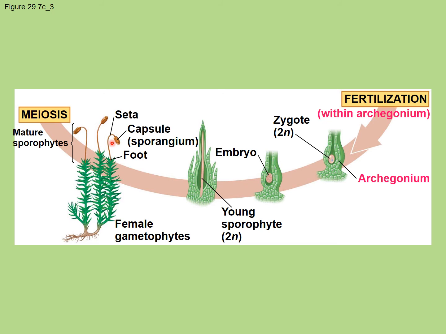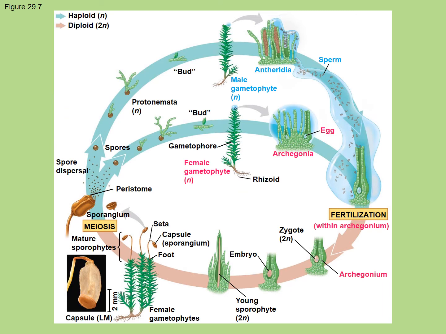Okay, so it's important to know that, and we'll point this out in the next segment, that you can see the gametophyte is dominant to the sporophyte. It's much larger, okay, and it lasts longer in these types of plants. All right, so this shows the whole life cycle that I just went over.